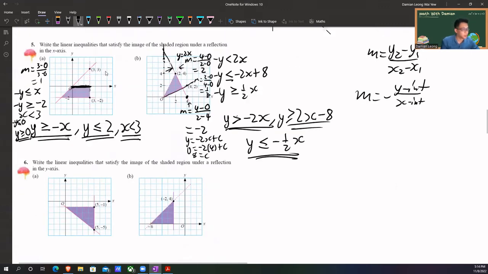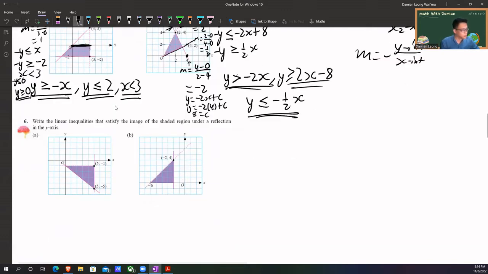Question 6. Write the linear inequality that satisfies the shaded region under reflection in the y-axis. So y-axis means I put the negative on the x now. Okay. So for this line, I can straight away get the answer. I just need to find the gradient first, and also I need to know the c. It is 5, -1, meaning each box is 1.